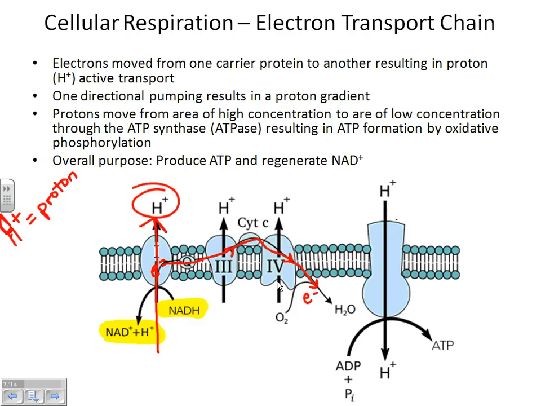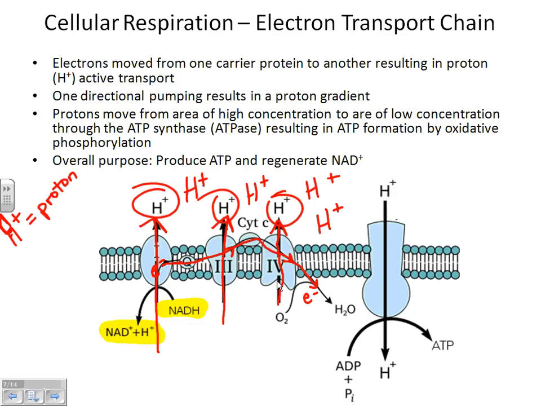So let's keep going and see if you can pick up on what's going to happen. As my electron went from 1 to 3, I pumped a proton. As it goes from 3 to 4, I pump another proton. As it hops off of 4 and joins with that oxygen, I pump another proton. Let's say another NADH comes along and gives me another electron. I'm going to pump another proton, and another proton, and another proton. After I do this a few times, what have I formed? What has happened? I got a bunch of protons on the top, right? This is called the proton gradient.